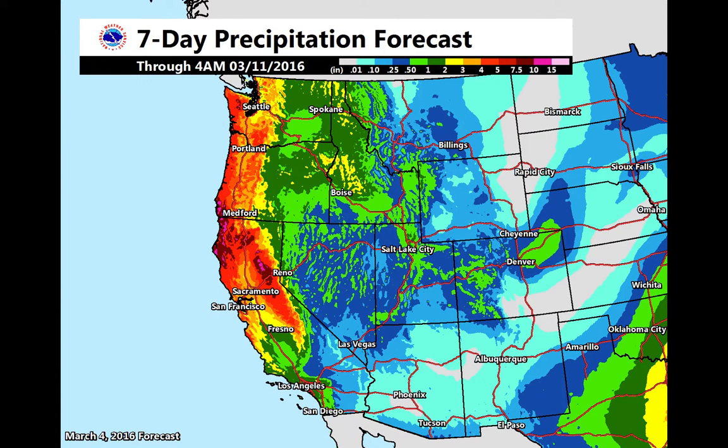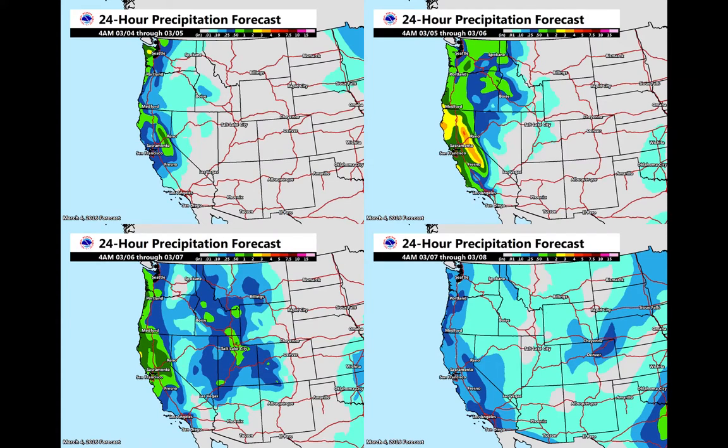Just looking at the 7-day precipitation forecast, you can see the impacts of the storm on the Pacific Northwest and particularly Northern California here. Some areas are expected to see over 10 inches. Where we could use it a bit more is over here in the Colorado River Basin, and you can see we're in that half inch to an inch range throughout most of the region.